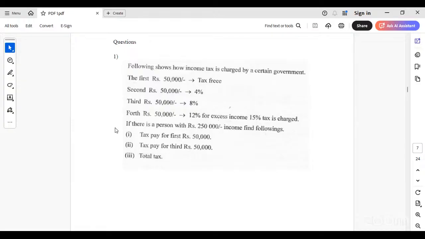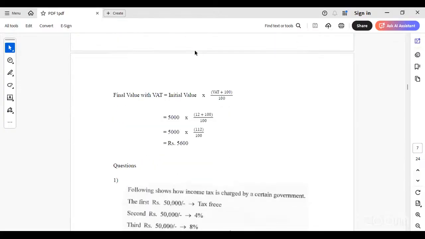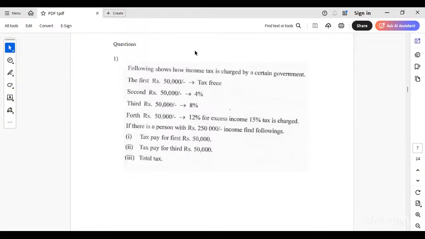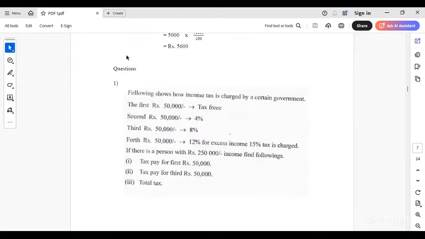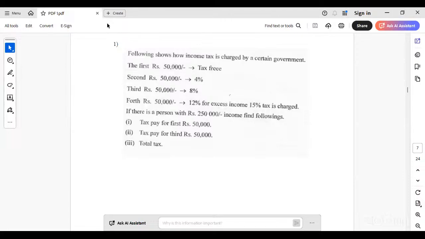Okay, so I hope there are no questions regarding the previous sections. Right, so we can do the questions. First of all, do these questions. Mark down these question numbers. Do the first question, right? So do the first question here.